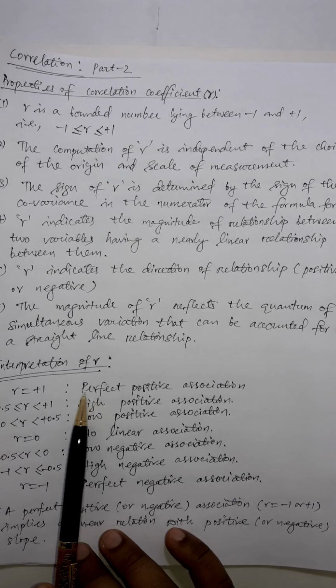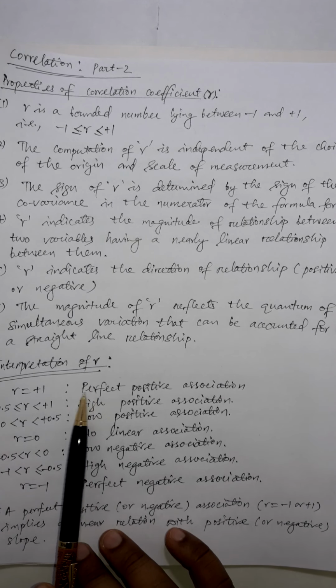If the coefficient of correlation value is 0, then it represents no linear association between the series x and y. If it is a number between -0.5 and 0, then it represents low negative association. If it is a number between -1 and -0.5, then it represents high negative association. If it is a number whose value is -1, then it represents perfect negative association.